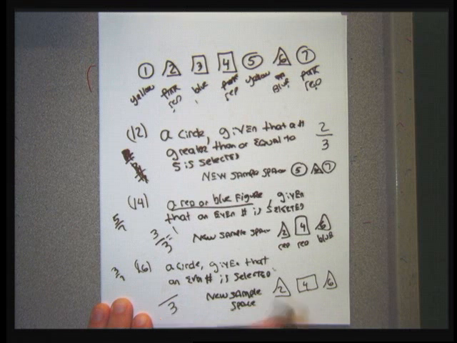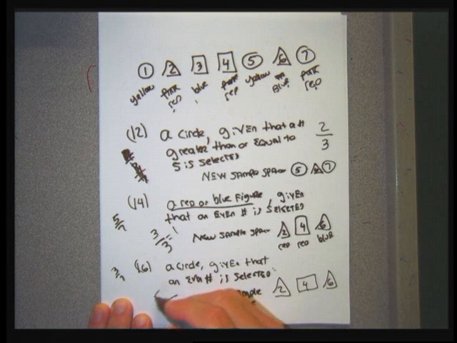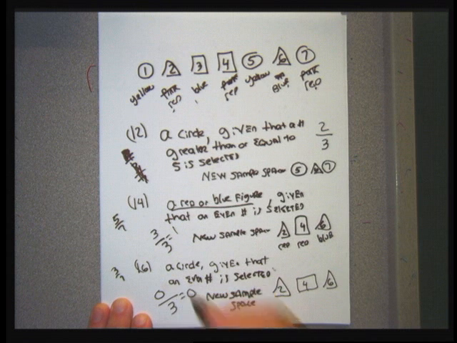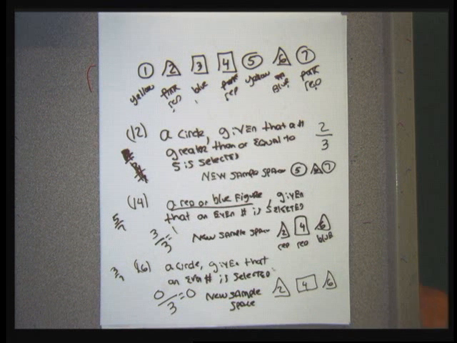The denominator is 3. That's the number of items that could be drawn. The numerator is the number of circles within these 3 items, which is none. So the probability would be 0 and 3 with this extra information, or 0. So it's going to be impossible. There's no chance that I've drawn a circle if I've drawn one of those 3 figures.